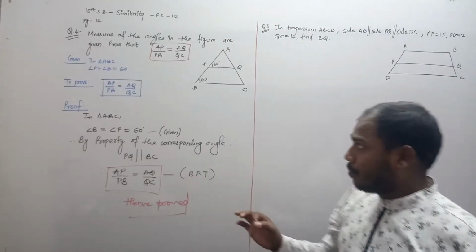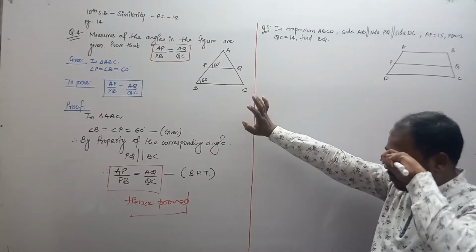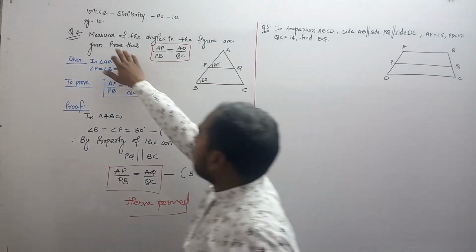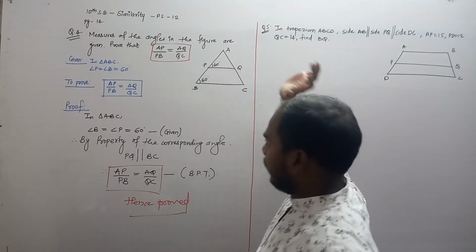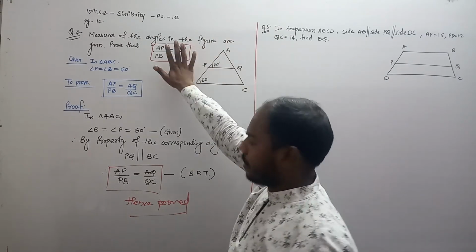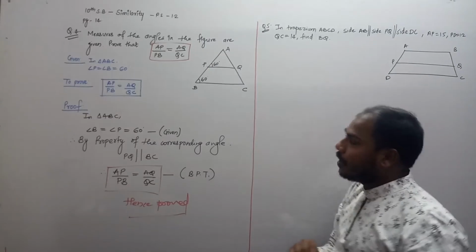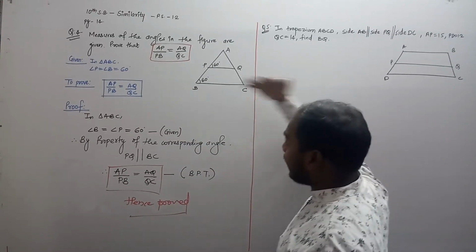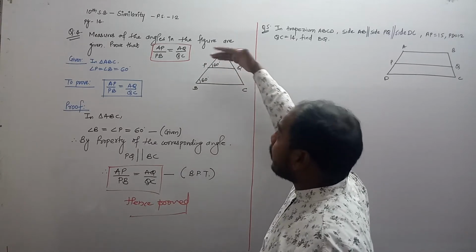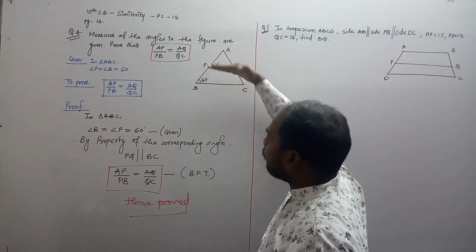Again I am taking one minute to revise this. Look, they have given the measures of the angles in the figure, and we have to prove this ratio. In the question, these two angles are 60 and 60 degrees, and we have to prove these two lines are parallel. Because of the 60 degrees, we will prove these two lines are parallel.